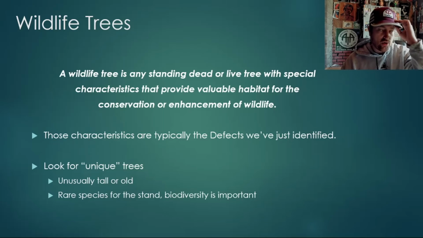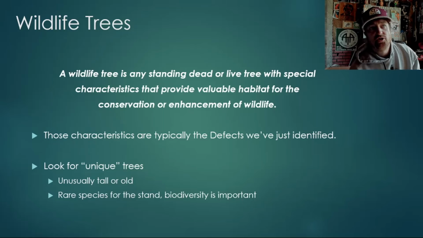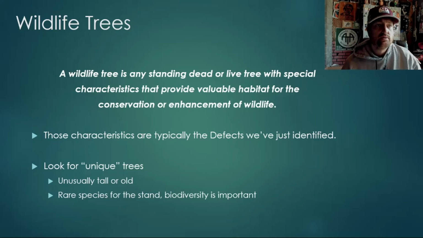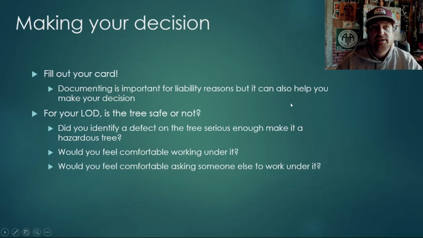You don't want to go, well, this is a danger tree, I think, but it's also very rare. So you've got to fill out your card. That's the one thing about being a danger tree assessor, is you get that card out and always be staring at it, and you document. It's important for liability reasons, but it can help you make your decision as well, right? So you look at everything afterwards and like, okay, maybe that tree isn't as bad as I thought it was. For your level of disturbance, what are you going to do in the area?